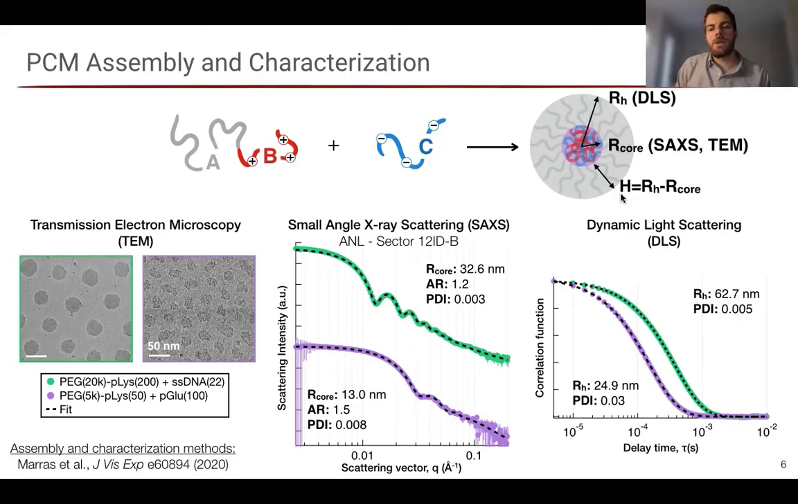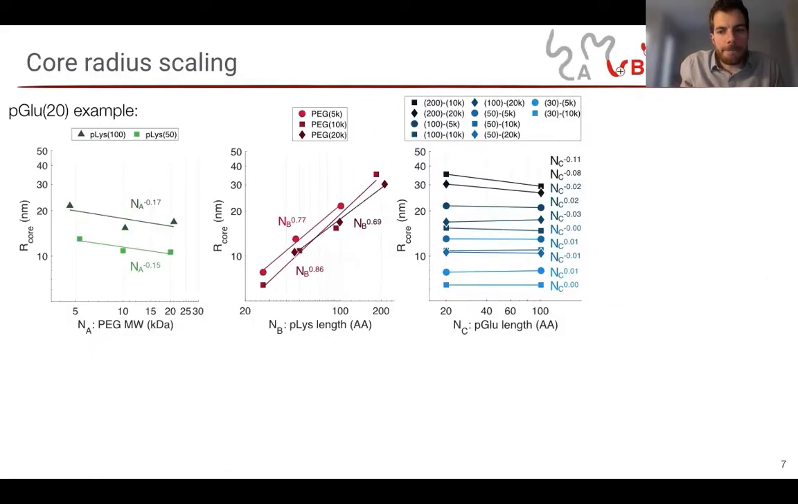And so we've spent a lot of time over the past few years, a lot of different people developing these assembly methods and characterization methods and learning how to properly fit this data to the point where we feel very confident in the accuracy and the reliability and repeatability of these results. And so this is what really enables us to do this sort of scaling relationship study. And so let me show you some of the results here.